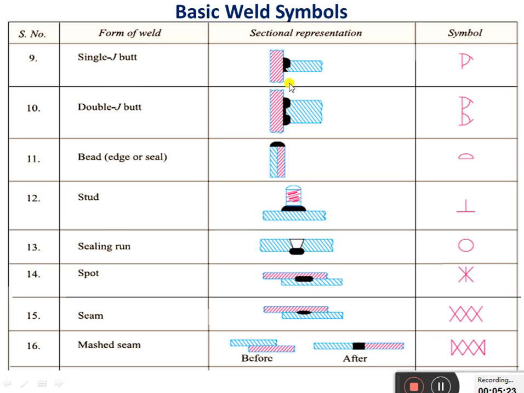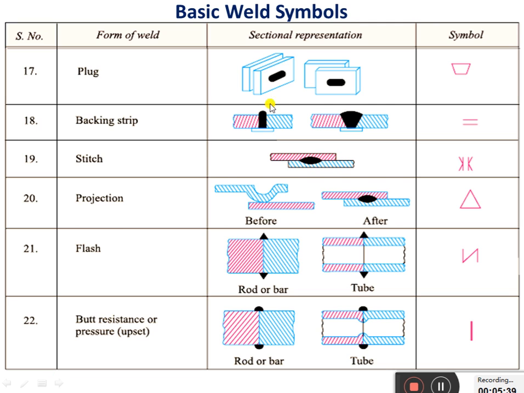And the same for the types of J joint, J butt, single J butt, double J butt, and the stud, spot, seam. Different types of weld and symbols are mentioned here. Kindly look into it.